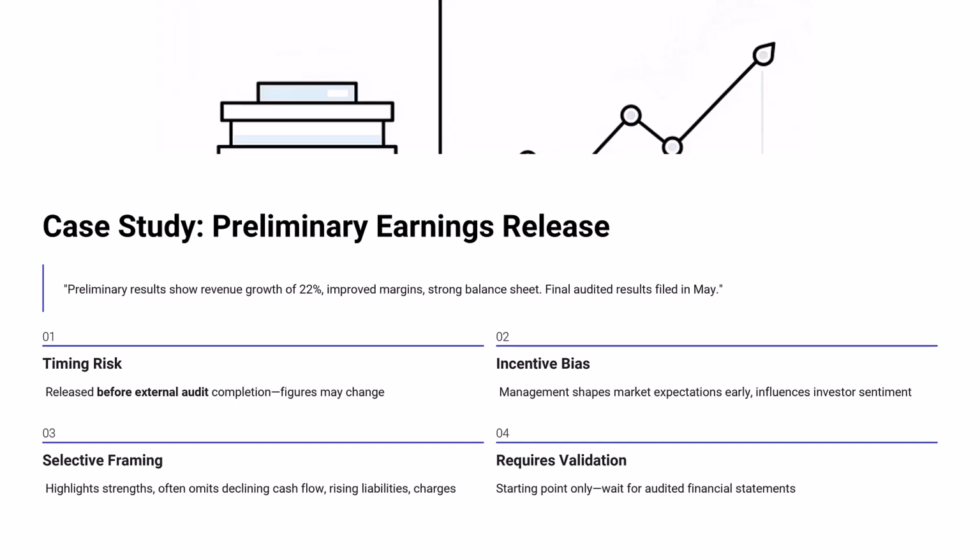Second, consider incentive bias. Management shapes market expectations early to influence investor sentiment before analyst meetings. Third, notice the selective framing. It highlights strengths but often omits declining cash flow, rising liabilities, or significant charges. The key point, this requires validation. Although more credible than AI output or social posts, a preliminary earnings release is still not final and potentially incomplete. It provides a starting point, not a definitive source.